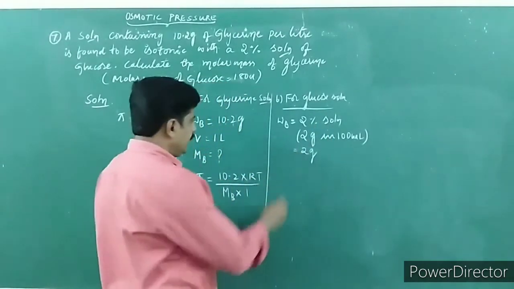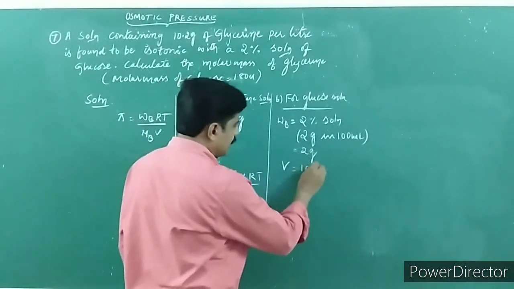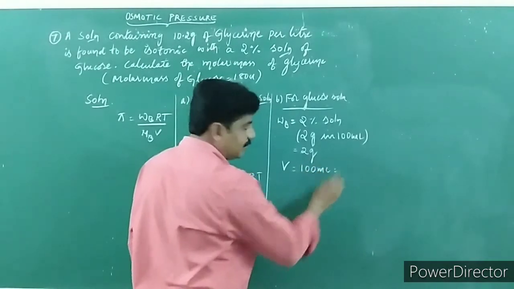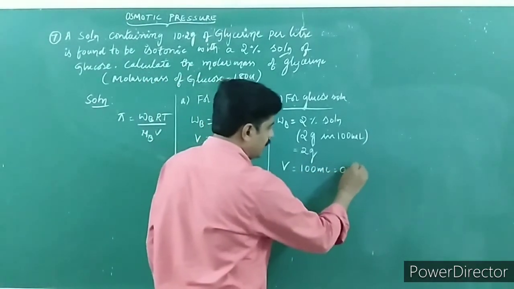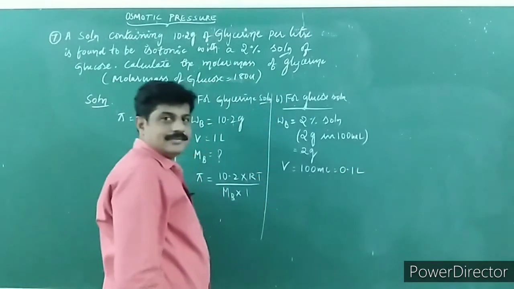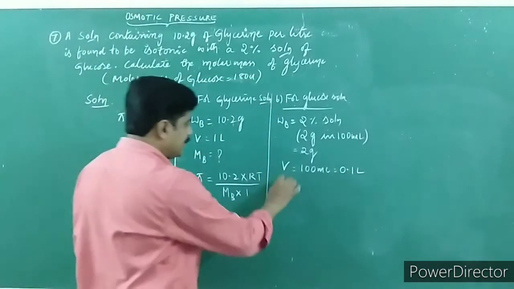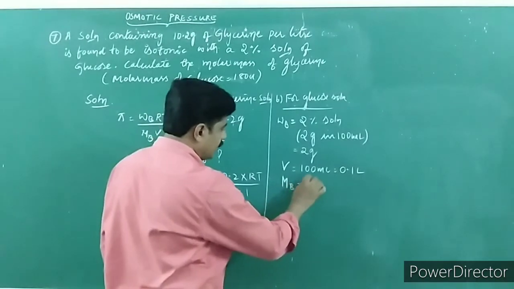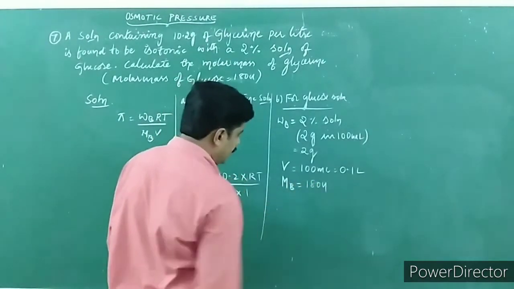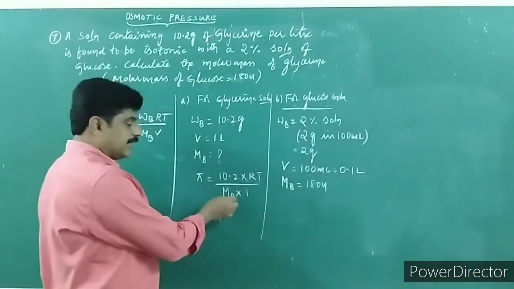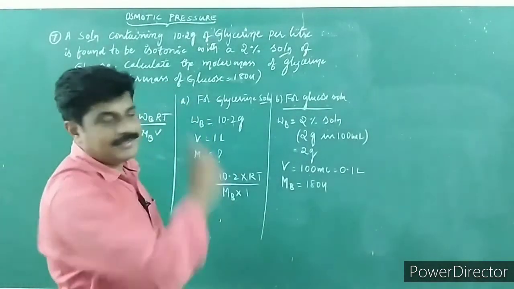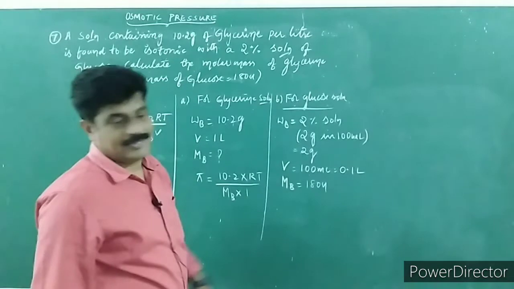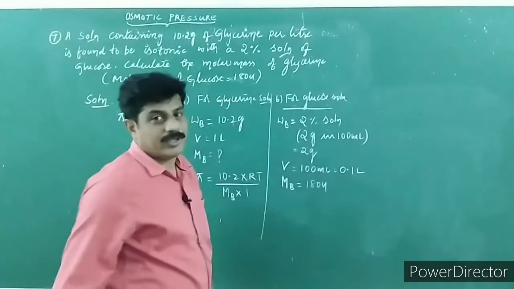Hope you got it. Now, volume is equal to how much? 100 ml. Now convert that into liter. That is equal to 0.1 liter. Hope you are getting that. Then MB is given. MB is equal to how much here? It is equal to 180 unified mass. What are you supposed to calculate? You are supposed to calculate the molar mass of glycerin.